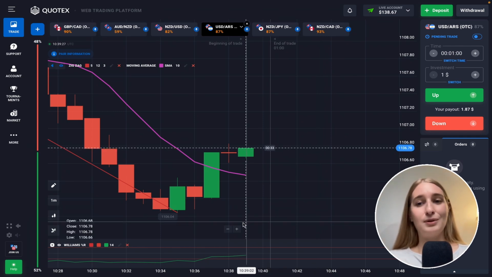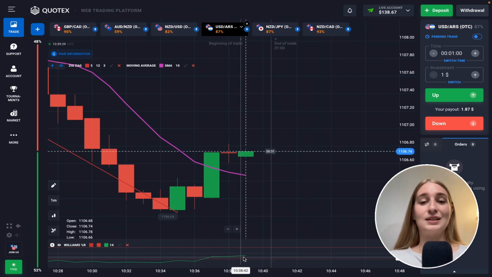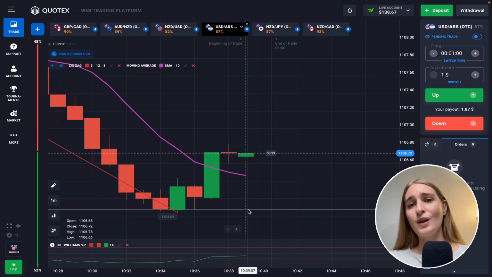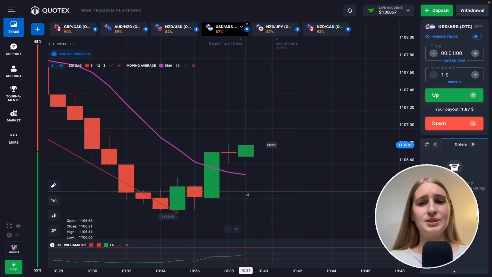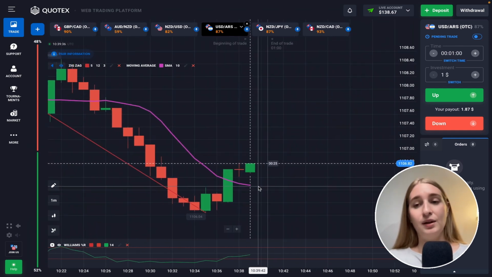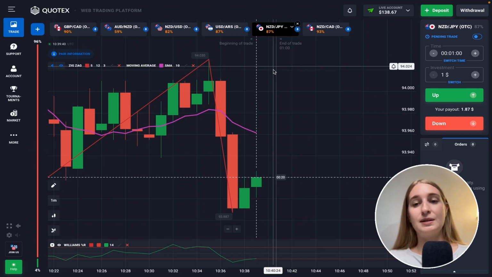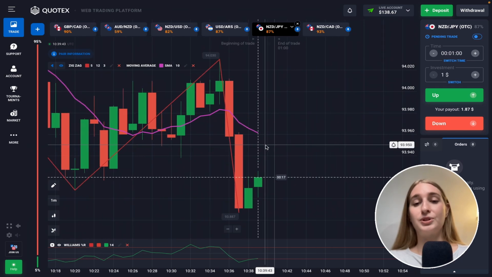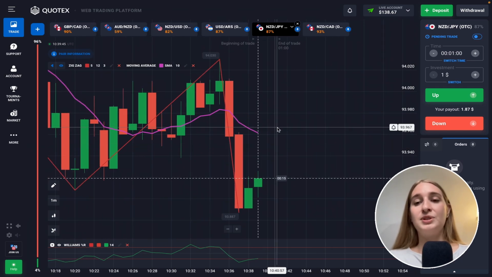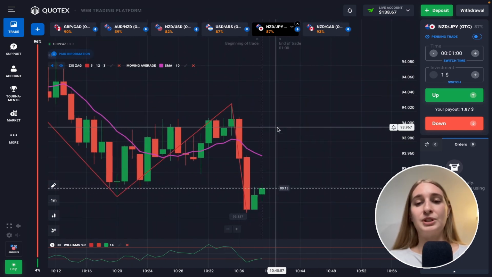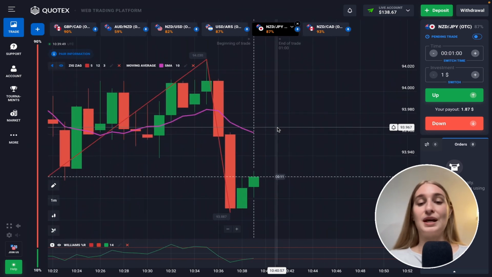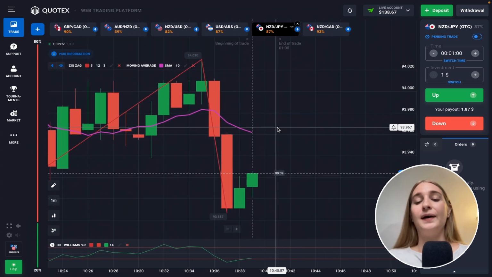So let's have a moment in our next currency pair. I think it will be the New Zealand dollar and Japanese yen. And what about characteristics of the Williams indicator? The first one is that it is particularly suitable for short-term trading. The Williams indicator is often used for short-term trading as it gives a quick indication of market movements.